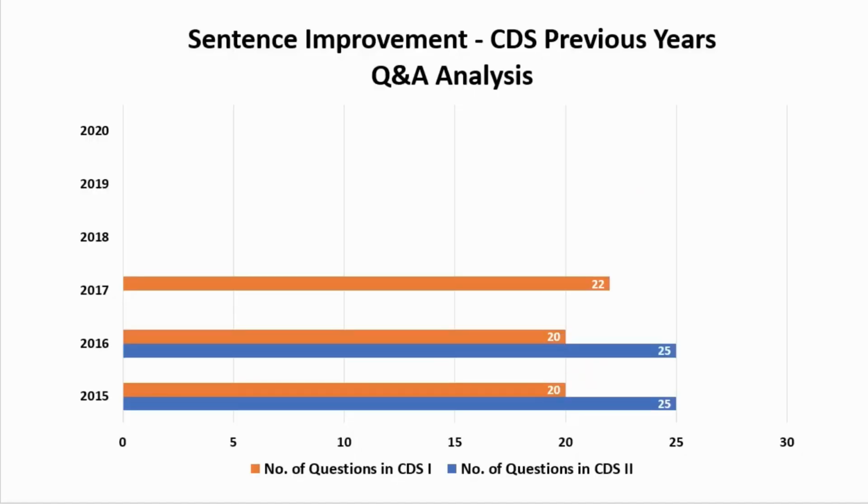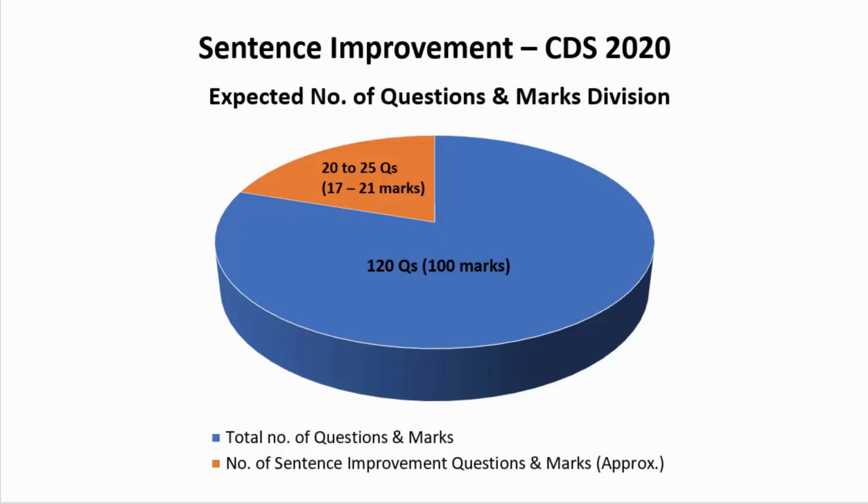Moving on to sentence improvement, not many questions from sentence improvement have come in recent years in your CDS English paper. As you can see, in 2020 CDS 1, and in 2018 and 19 CDS 1 and 2, no question came from sentence improvement, though the highest number of questions that came from sentence improvement were both for CDS 2 2016 and in 2015. 25 questions came, right? So if you get questions from sentence improvement in the CDS examination in the English paper, you can expect a minimum of 17 to 21 marks of questions, right? So it will vary from 20 to 25 questions in sentence improvement.